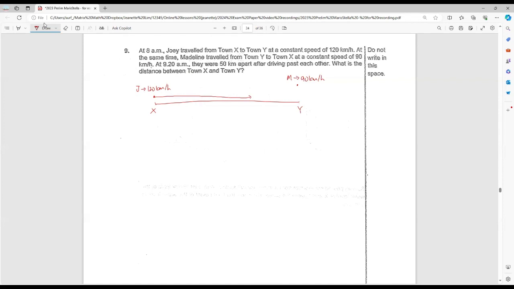Then Madeline is going to meet Joey like here, but we don't want that. We want them to be further apart, like 50 km apart after driving past. So maybe something like that. This is 50 km.